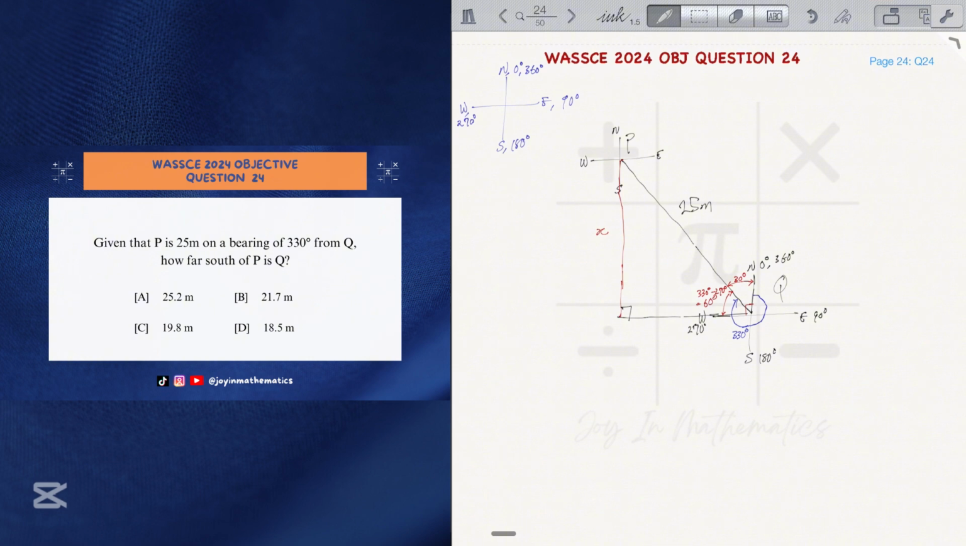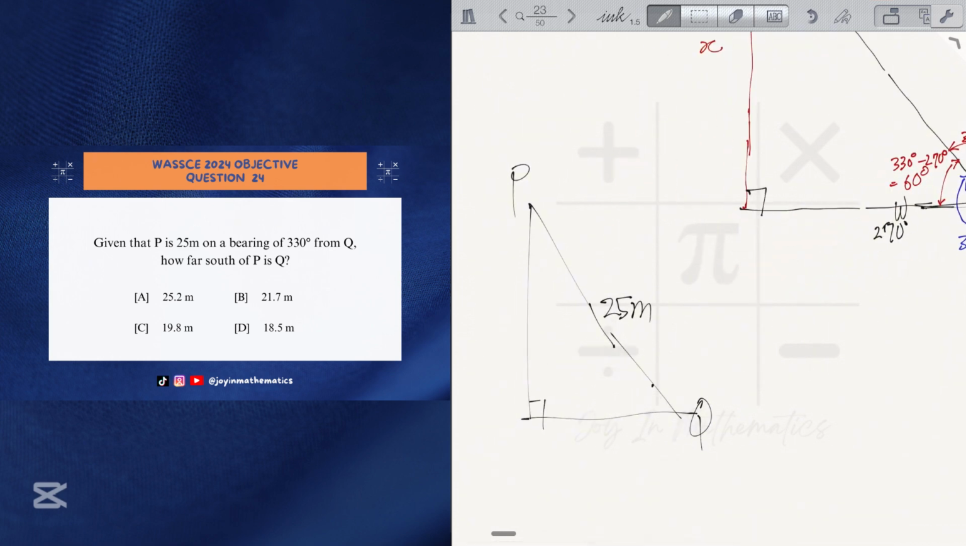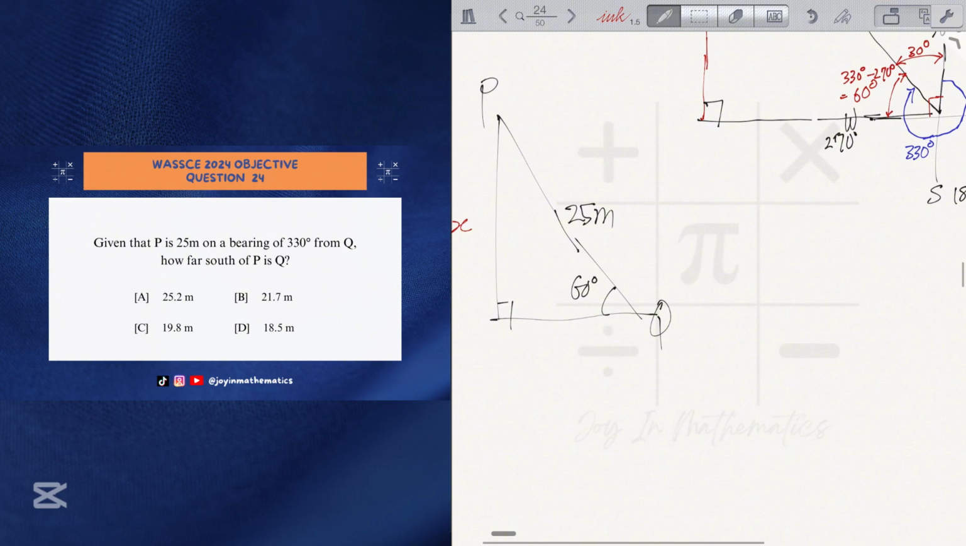Now, let us draw the diagram out. We have P, we have Q, we have a length of 25 meters, is at right angle, and we have angle 60 degrees, and we are looking for X. Now, this is where trigonometric ratio comes to play. In trigonometric ratios, we will have SOHCAHTOA, where sine is opposite over hypotenuse, cos is adjacent over hypotenuse, tan is opposite over adjacent.